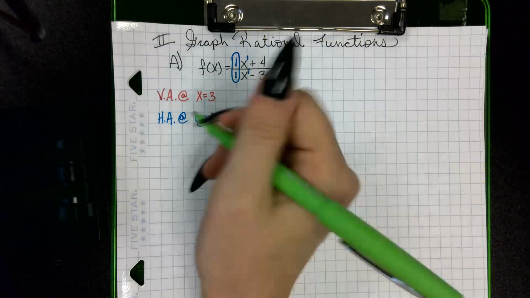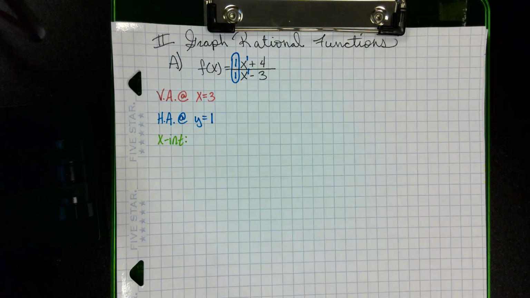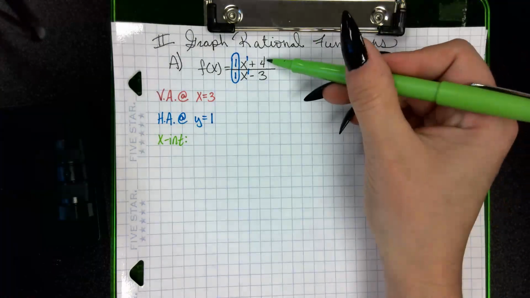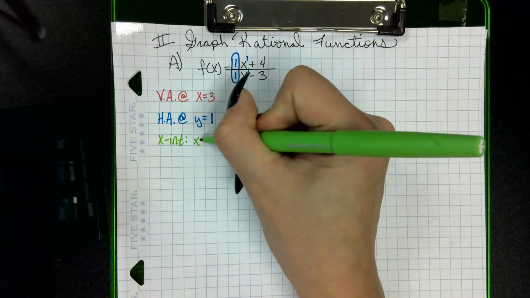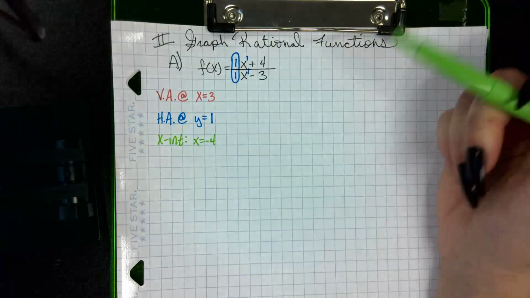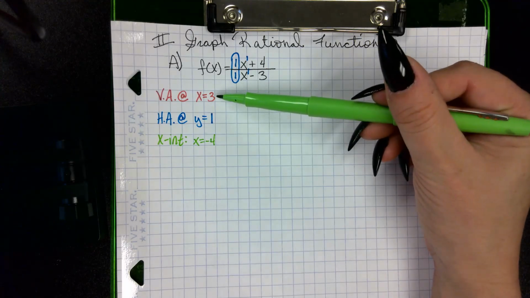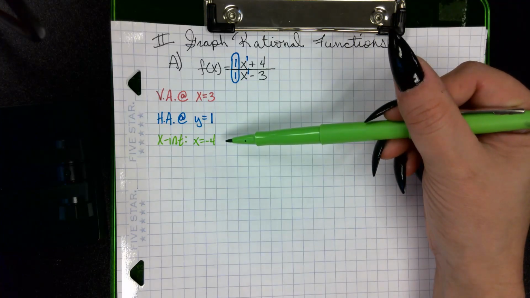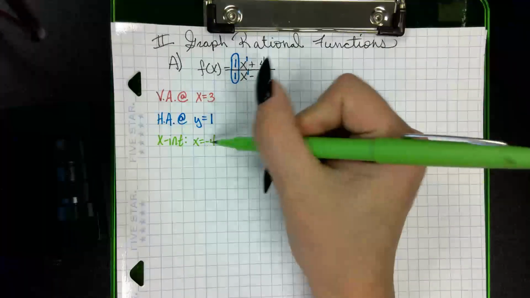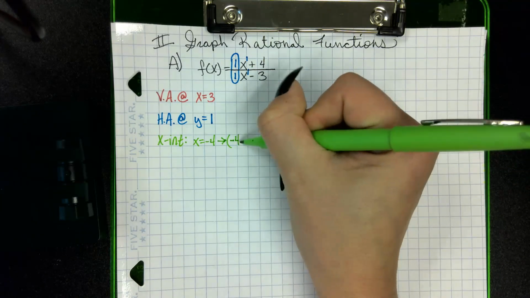Then I want x-intercepts. To find x-intercepts, we take the numerator and set it equal to 0. We have x plus 4. X plus 4 equals 0 gives me a negative 4. So x equals negative 4. But we can't leave it as x equals negative 4 because that's the equation of a line, just like the vertical asymptote is x equals 3. So x equals negative 4, that's a vertical line. So that's the x value of the intercept. So I need to turn that into a point. The point is negative 4 comma 0.